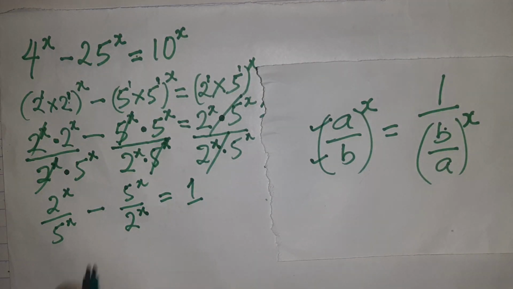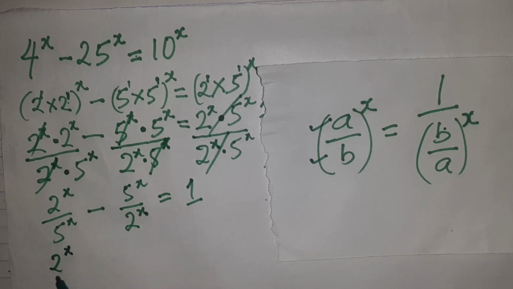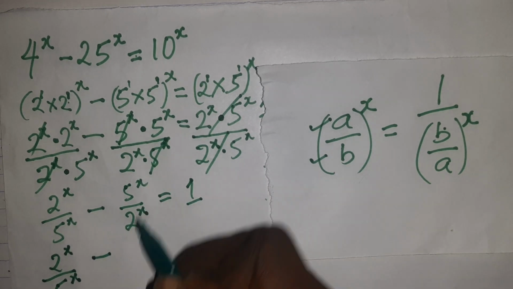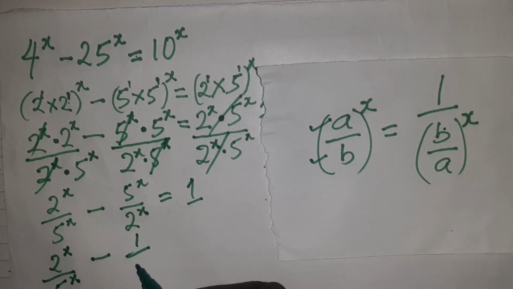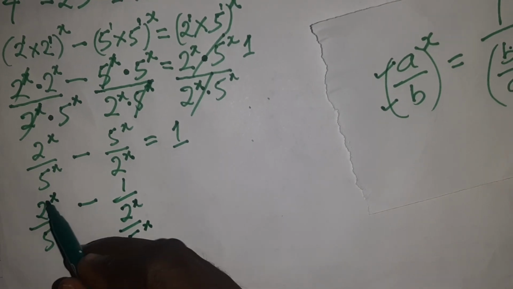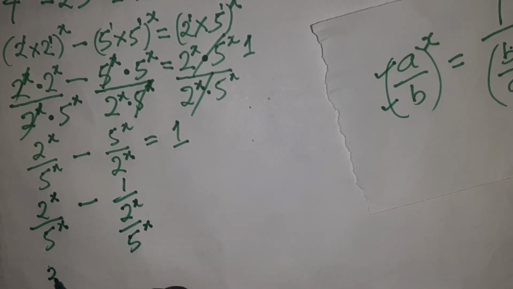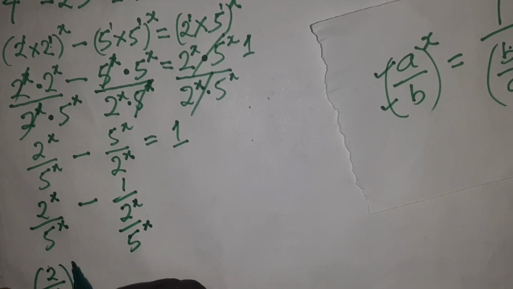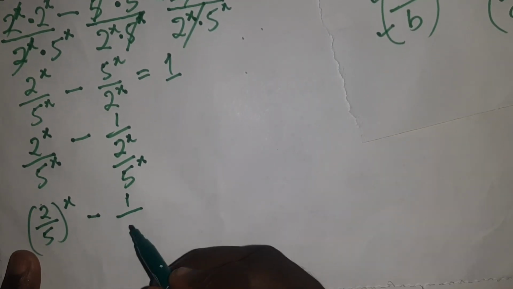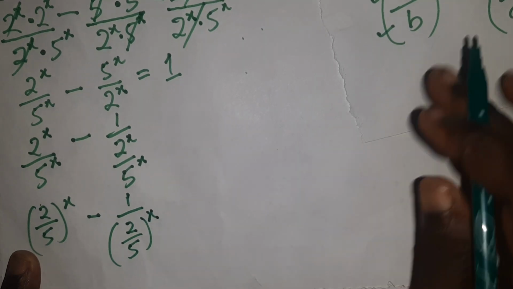So following this law for this one, I have 2 raised to x over 5 raised to x minus 1 over, this one's swapped over, 2 raised to x over 5 raised to x. So these swap positions. Of course 2 raised to x over 5 raised to x is the same thing as 2 over 5 all raised to x minus, this one is the same thing, 1 over 2 over 5 all raised to the power x.